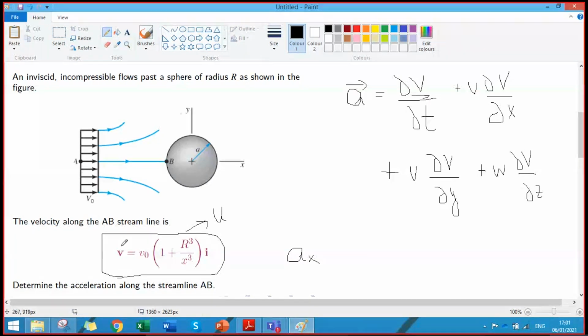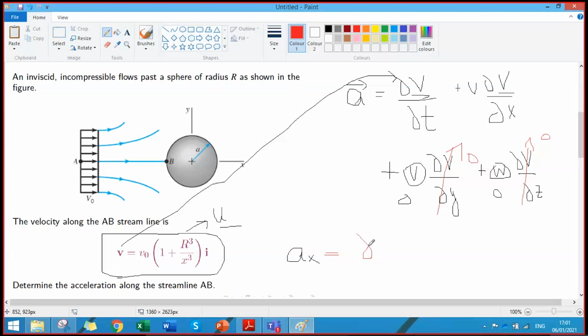So here we will replace v by u, because this v component is 0, right? This w component is 0, which means this whole term would change to 0 and this whole term would change to 0. So ax would be equal to partial u by partial t plus u partial u by partial x.